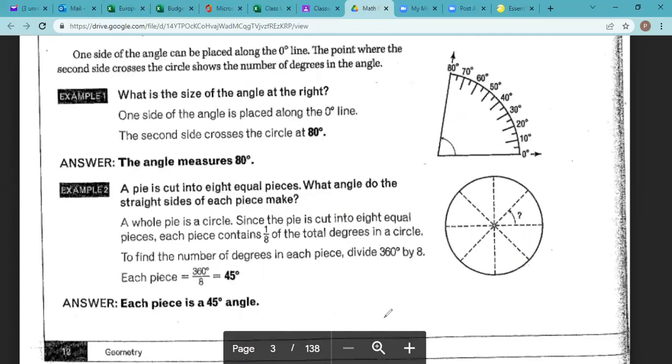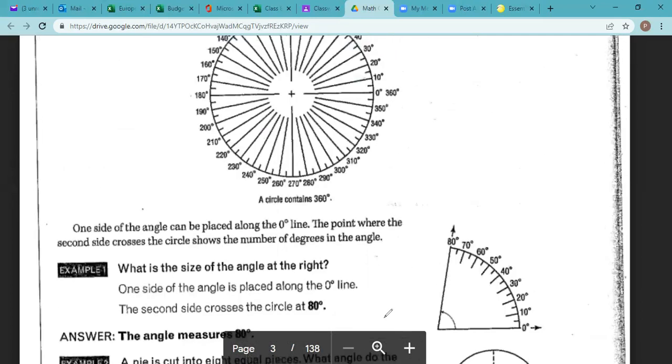And it says here that one side of the angle can be placed along the 0 degree line. And what they're talking about is right here. Typically, most of your angles start to the right. Okay, they point to the right. Now we're going to find out on the next page about protractors that the 0 degrees could be backwards. It could be flipped and the 0 degree could be on the left side. Okay. So it just depends.